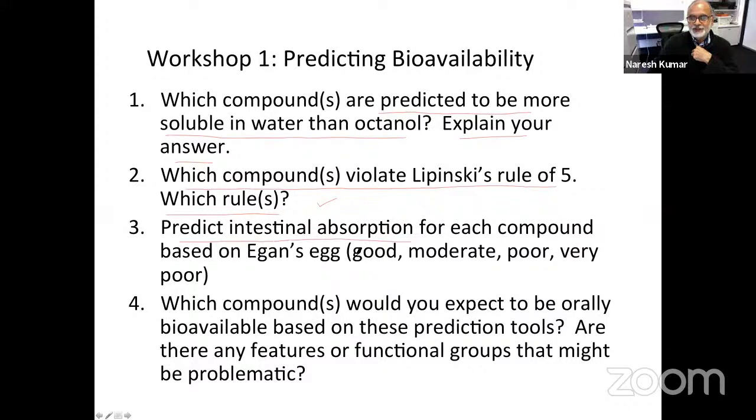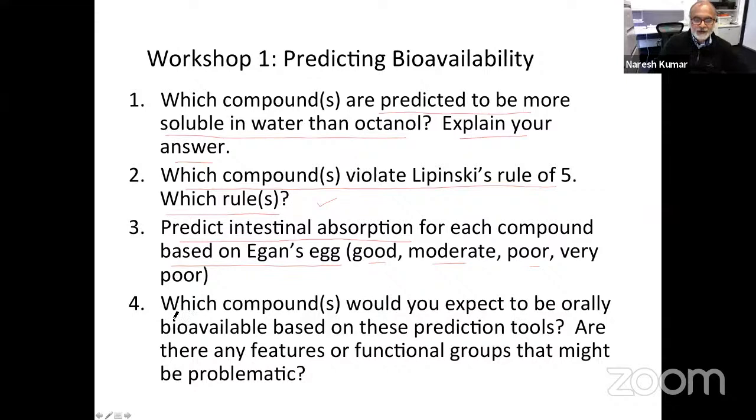based on the Egan egg. So that means you need to take the log P, which was given to you on the left-hand side, and also the PSA on the x-axis. You can put those values into that graph, which I have, and that will tell you whether the compound is good, moderate, very poor, or poor. So you can do that as well.